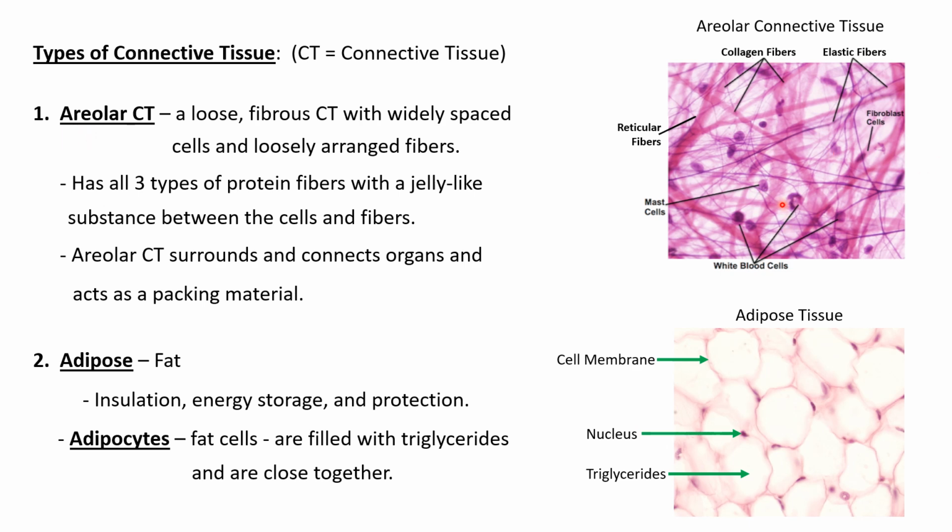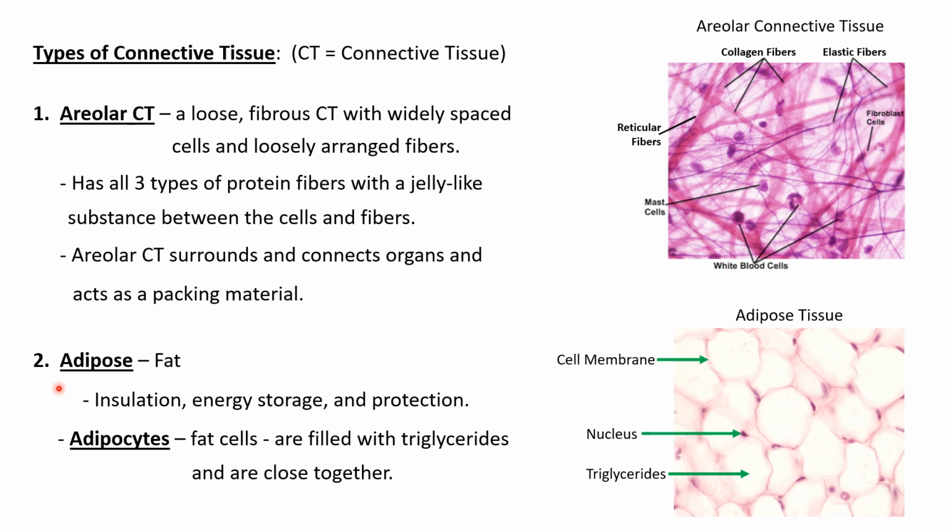It has all three types of protein fibers. It has a jelly-like substance between the cells and fibers. And areolar connective tissue surrounds and connects organs and acts as packing material. I think of it sort of like bubble wrap, but I know where the leg meets the torso, there's a little bit of this, and it just looks clear, jelly-like, at least in a cat dissection, and with little springy fibers.